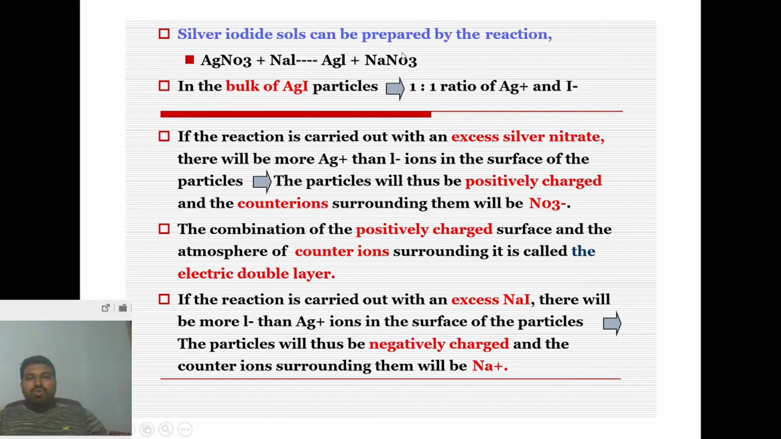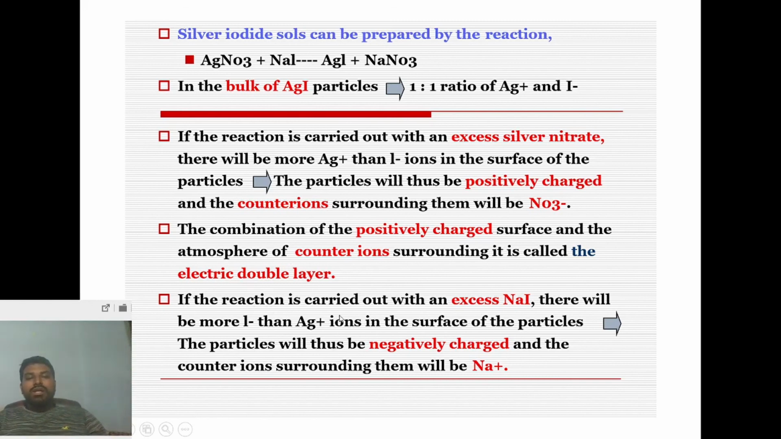Silver iodide salts can be prepared by the reaction AgNO3 plus NaI gives AgI plus NaNO3. In the bulk of AgI particles, a 1:1 ratio of Ag plus and I minus is observed. If the reaction is carried out with an excess of silver nitrate, there will be more Ag plus than I minus ions on the surface of the particles, so the particles will be positively charged and the counter ions surrounding them will be NO3 minus. The combination of the positively charged surface and the atmosphere of counter ions surrounding it is called the electric double layer.